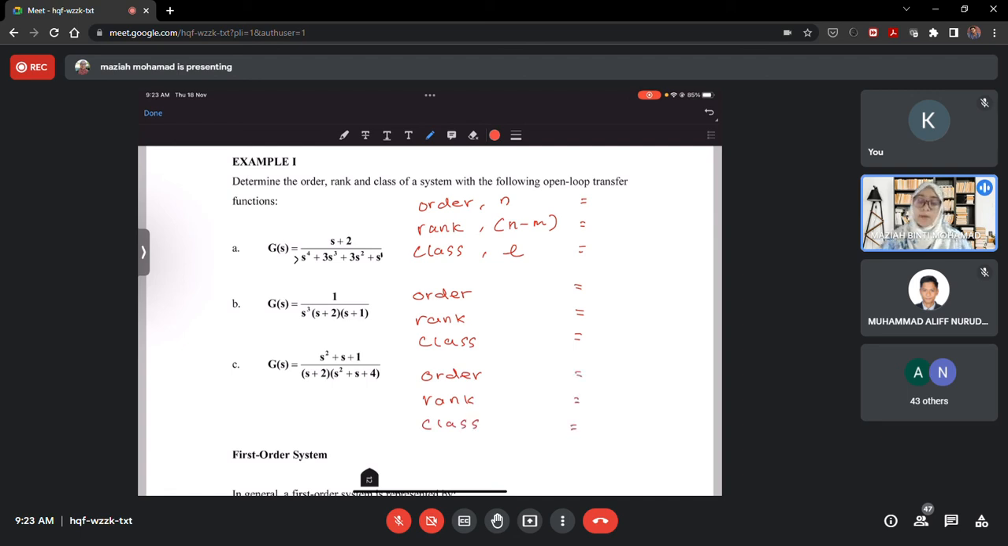Alright, for A, what is the order? 4. Okay, 4, we look at the first term. At the first term, it is 4. Alright, rank 4. Three minus 1, 1. Okay, s to the power of 1, so it is 3. Class, look at the last term, so 1. Okay.